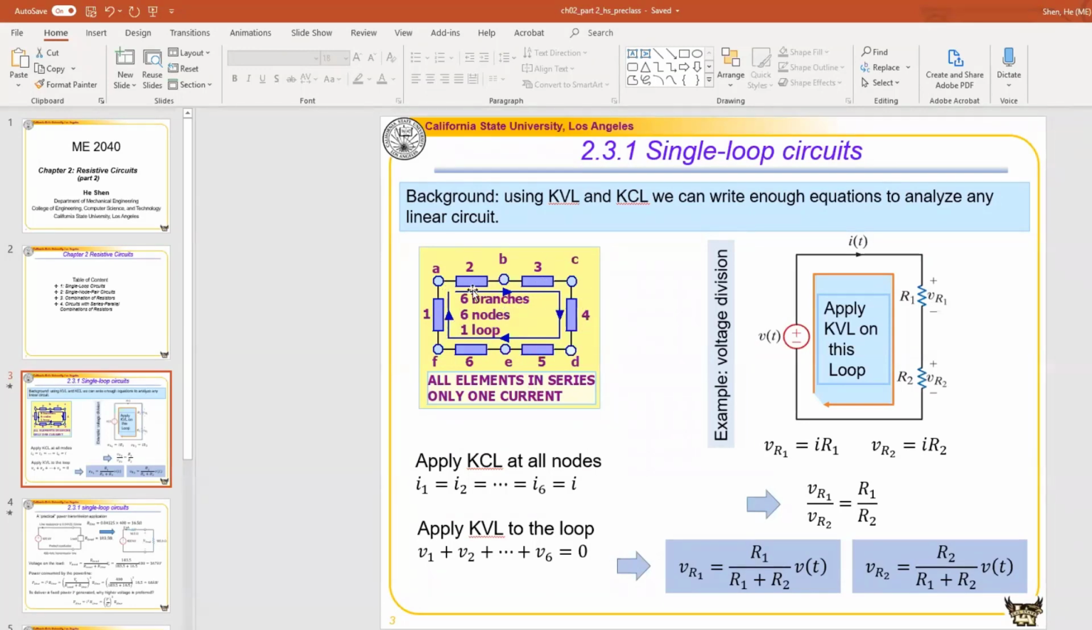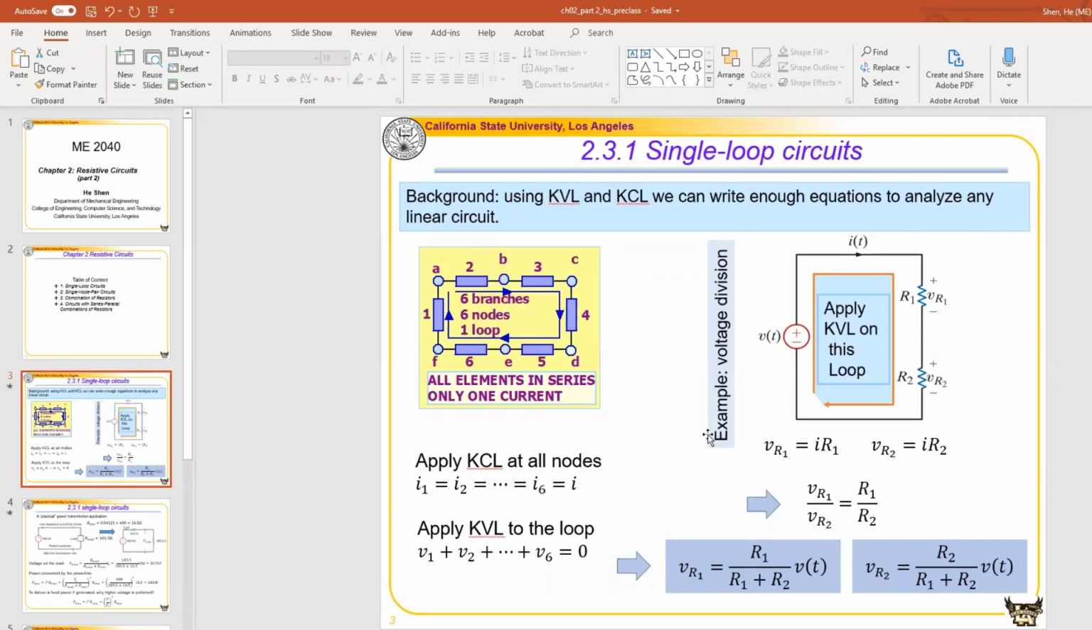They are the same. If we apply KVL to this loop, KVL tells us that the voltage drops following a closed loop add up to 0, right? So we say the voltage drop on element 1 is V1, the voltage drop on element 2 is V2, the same thing for the others. So we get the conclusion V1 plus V2 plus all the way to V6 is equal to 0. So KCL and KVL describe all the relationships that we need to know about this circuit.